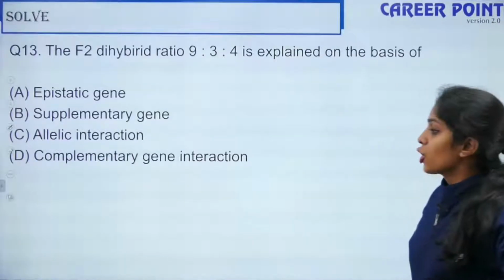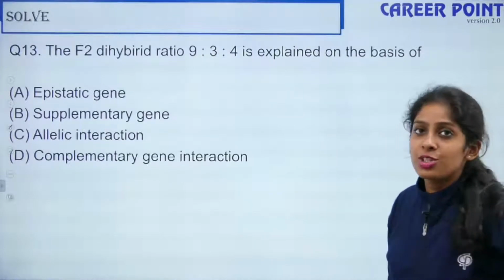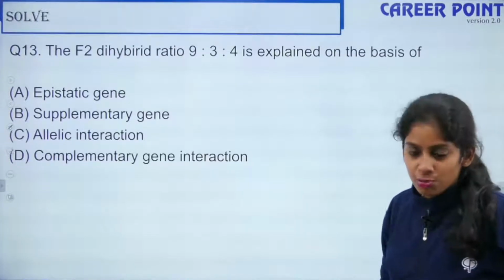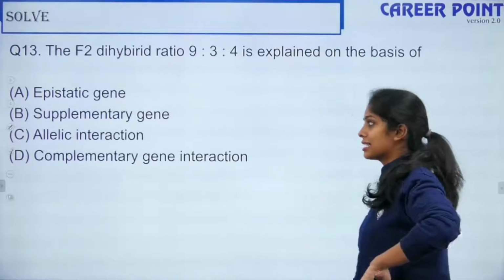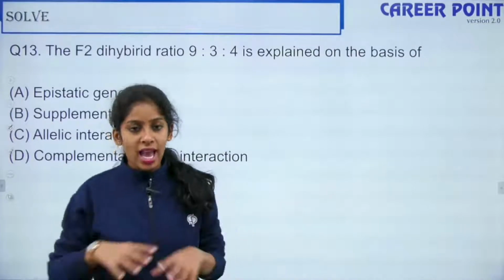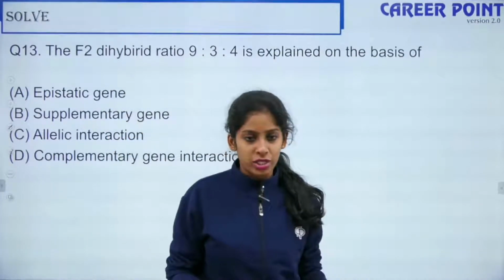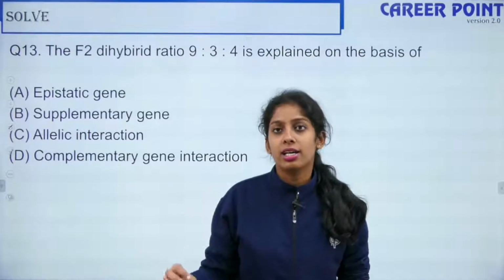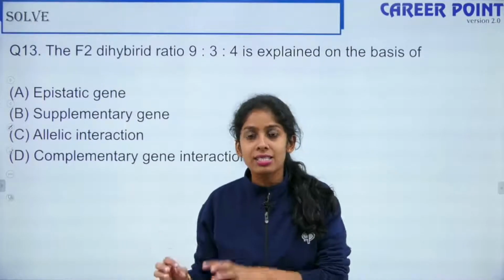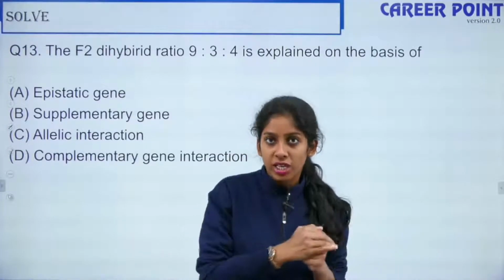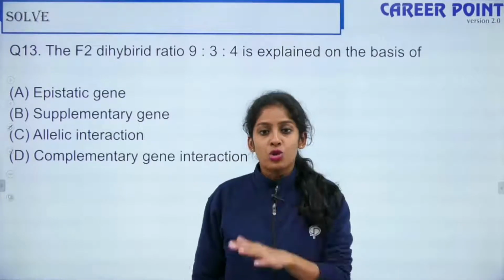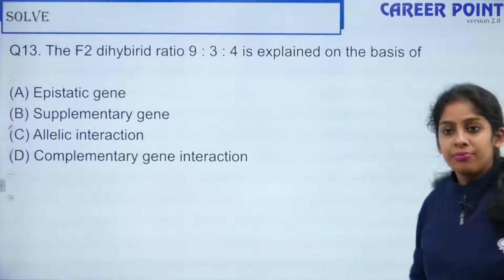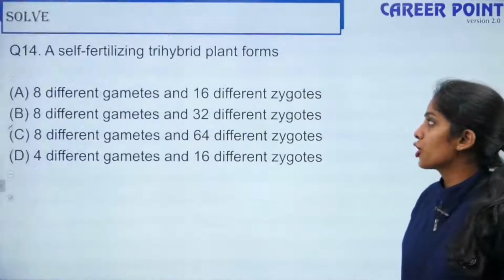Alright, yes. So question 13, the F2 ratio 9:3:4 is explained on the basis of epistatic gene. So I haven't taught you what is epistatic gene. So epistasis, so I have two genes working on two different genes. I have a gene A and I have a gene B, and one gene masks the phenotypic expression of the other, that is epistasis. So one is overpowering the other, so that is epistasis. Alright, yes. So let's move forward to question 14.